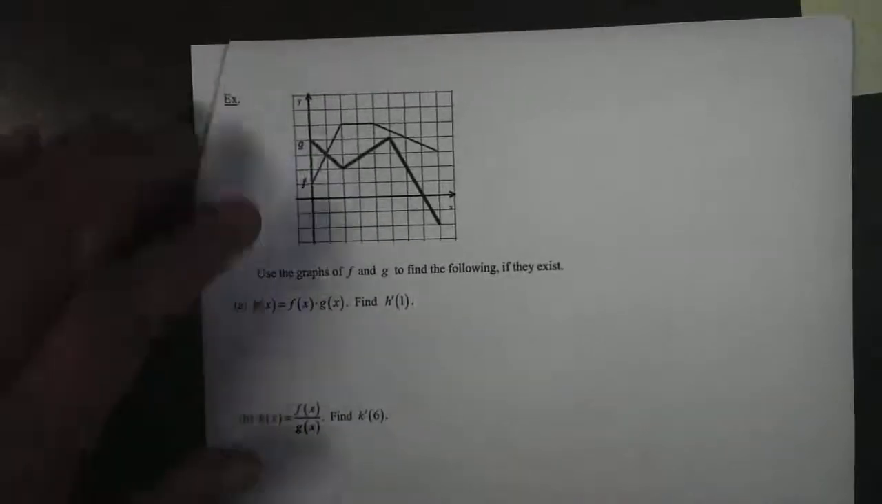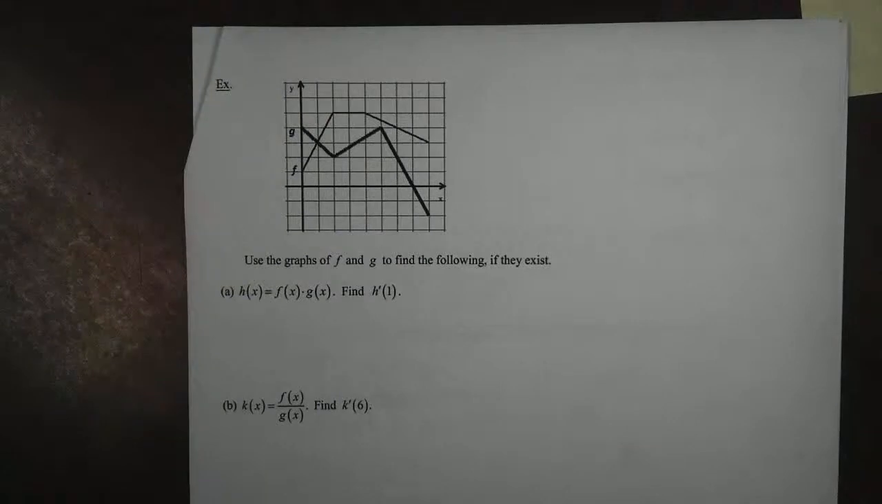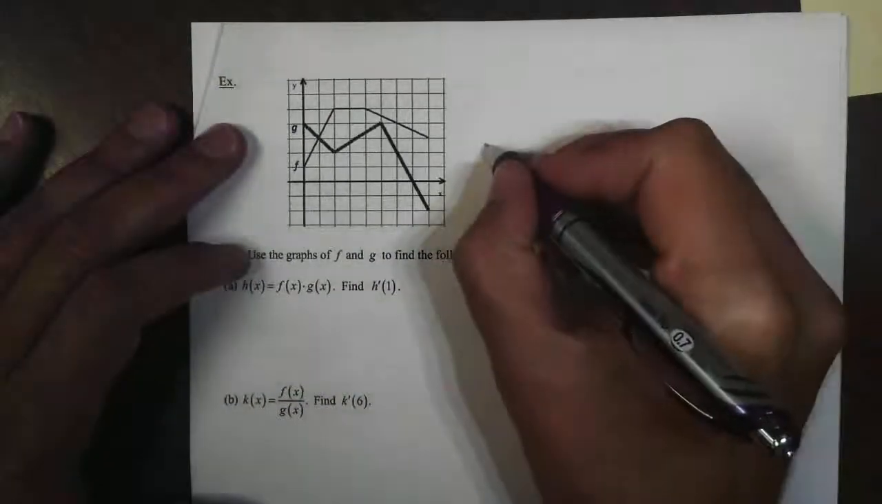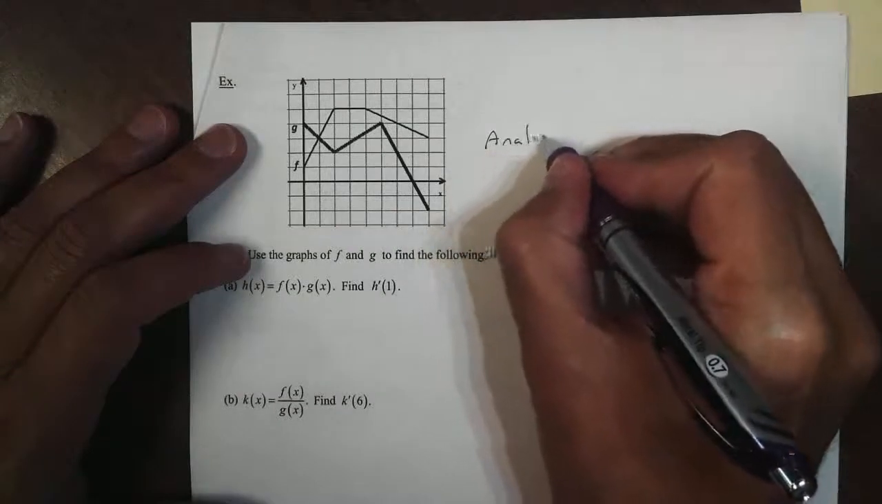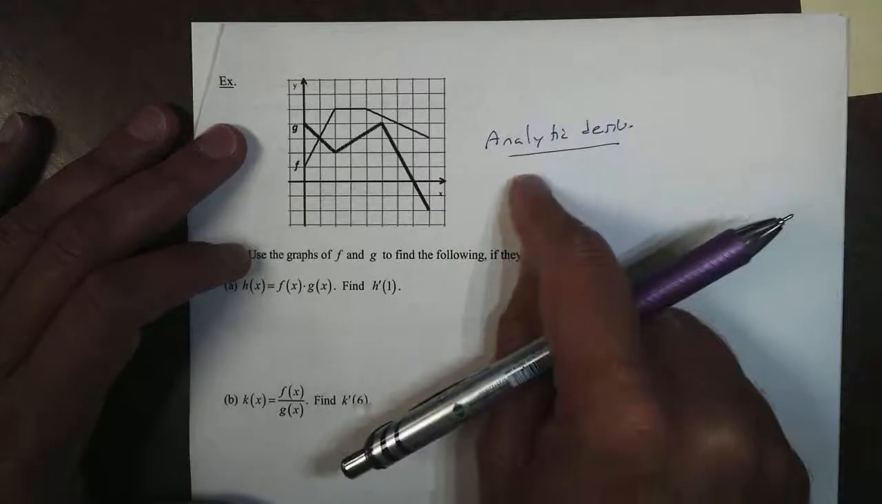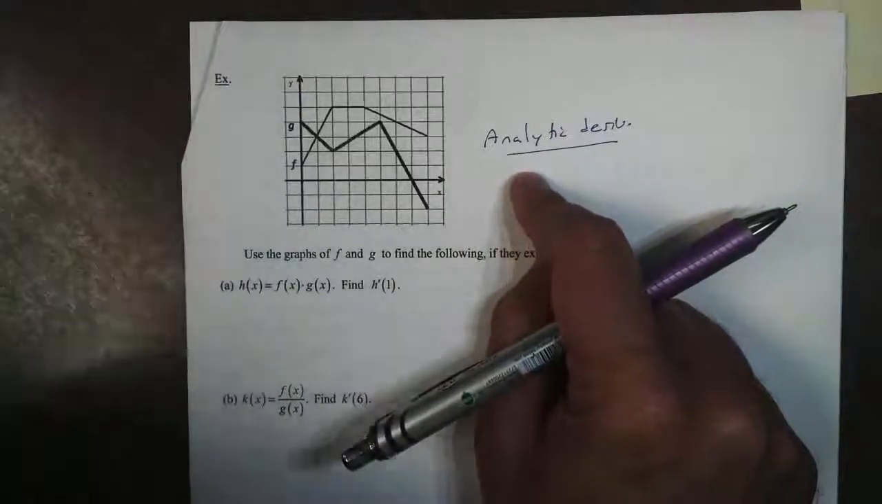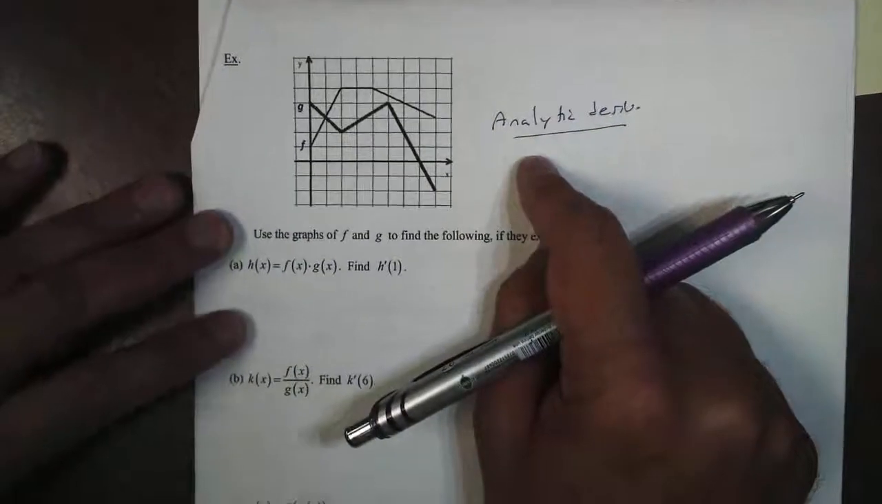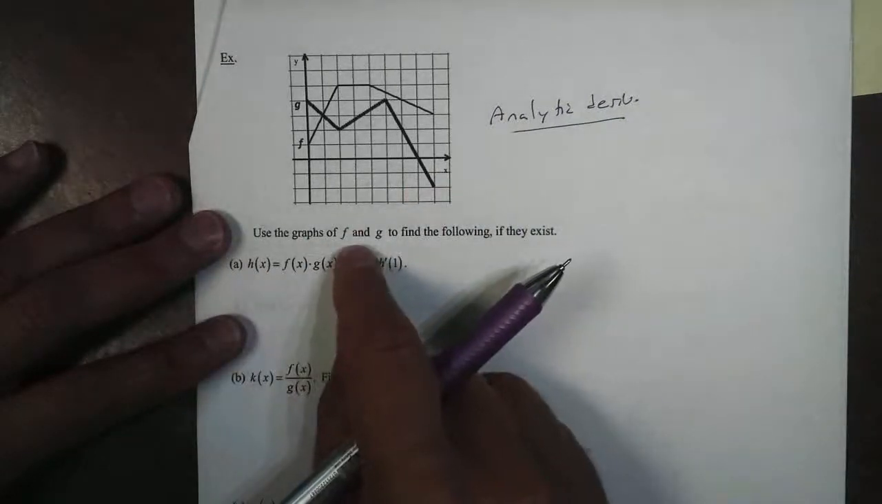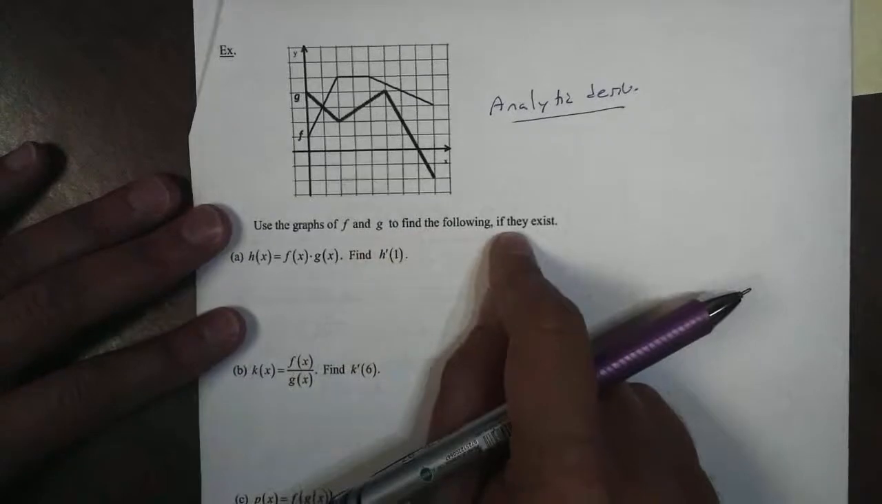Okay, so again, we're going to continue our talk on chain rule. Notice we have this graph right here. We saw this yesterday from the notes. Again, we call these analytic derivatives, and it's just a way for the AP to tell us, do you not take a derivative? Can you read a graph? Do you know all the parts and everything? So this is kind of a big deal for us right here. So we want to use the graph of f and g to find the following if they exist.